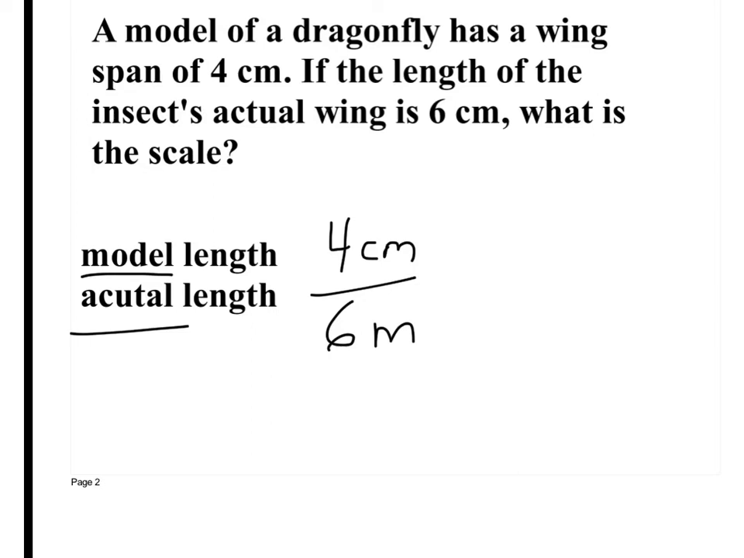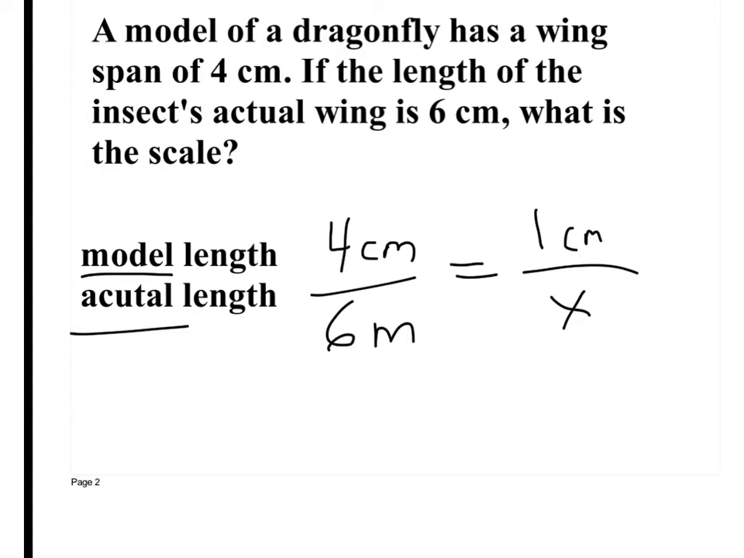What we're doing to find the scale is we're going to find 1 centimeter of the model. It's always going to be 1 on top. We're going to find the actual length. So we need to find out for every 1 centimeter, how many centimeters is the actual. So that's going to be our x. We're going to use the ratio they gave us to find the scale, which is 1 over a number.